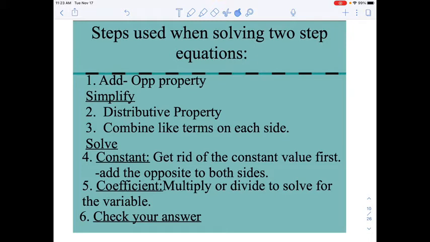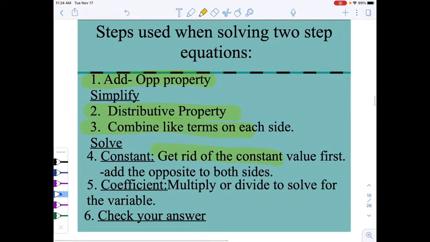Step 1 is that we're going to add up. Whenever we can, we're going to add up. Change that minus to plus negative. Then we're going to simplify, and in those steps, we distribute first, then we combine like terms. Then we're going to solve. We're going to get rid of the constant first. Then we're going to get rid of the coefficient by multiplying or dividing.